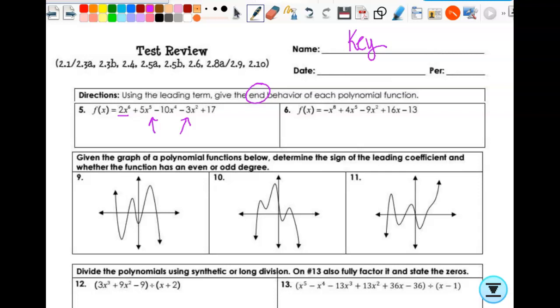Here, the leading term is the negative x to the 8th. And since it's even, it's going to model a quadratic. Since it's negative, it's going to be down, down.